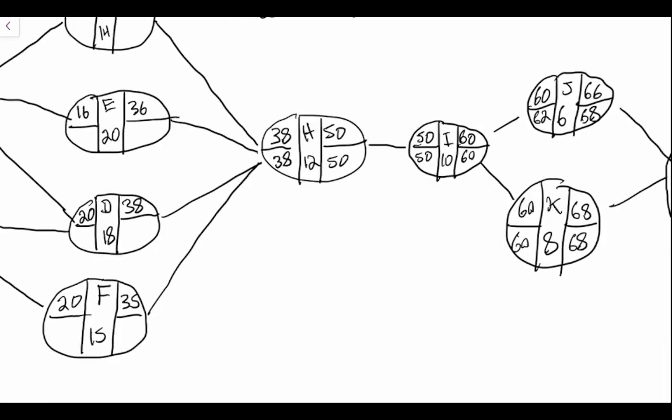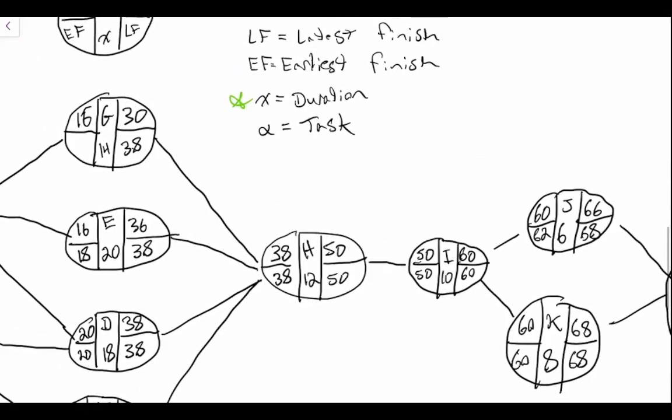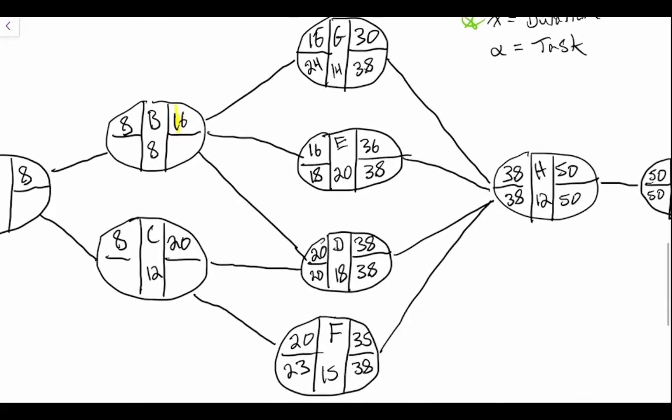Which means 38. So 38 minus 15 is 23. 38 minus 18 is 20. 38 minus 20 is 18. 38 minus 14 is 24. So then what we're looking for here is our minimum value. And for node B here, our smallest value is at 18.